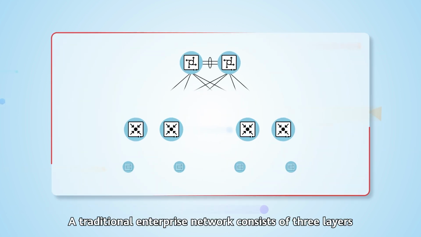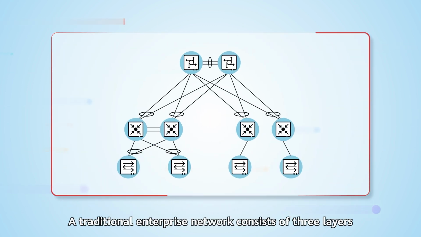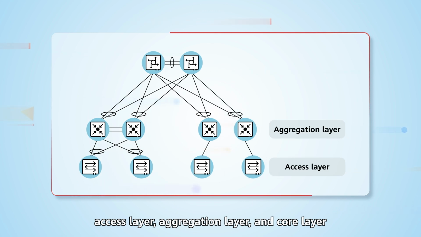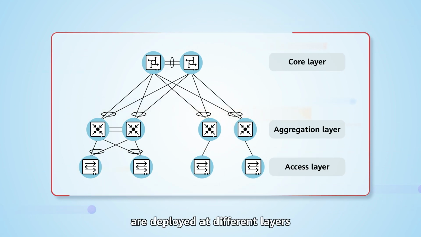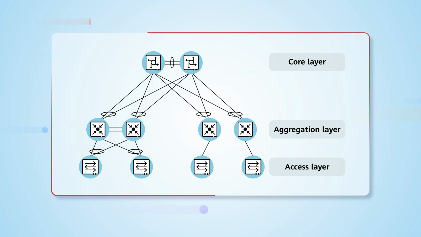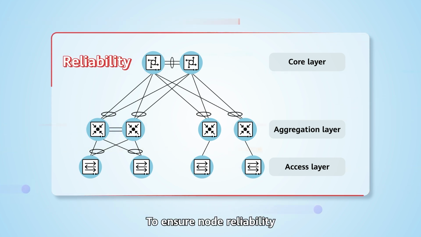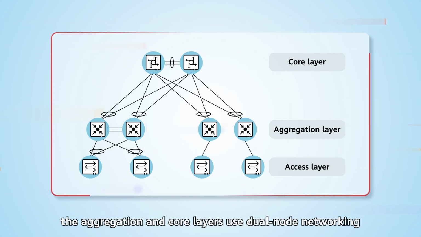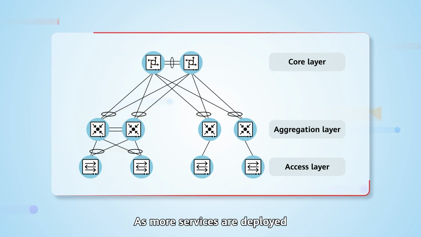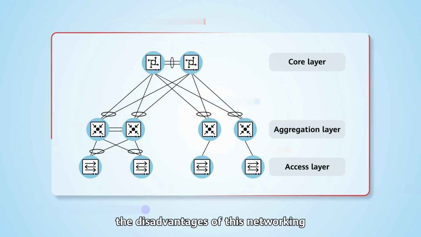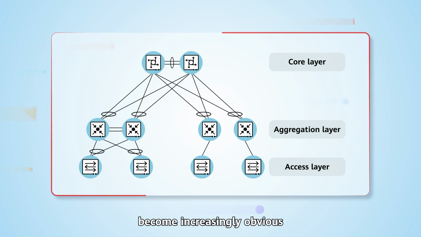A traditional enterprise network consists of three layers: access layer, aggregation layer, and core layer. Protocols with different functions are deployed at different layers. To ensure node reliability, the aggregation and core layers use dual-node networking. As more services are deployed, the disadvantages of this networking become increasingly obvious.